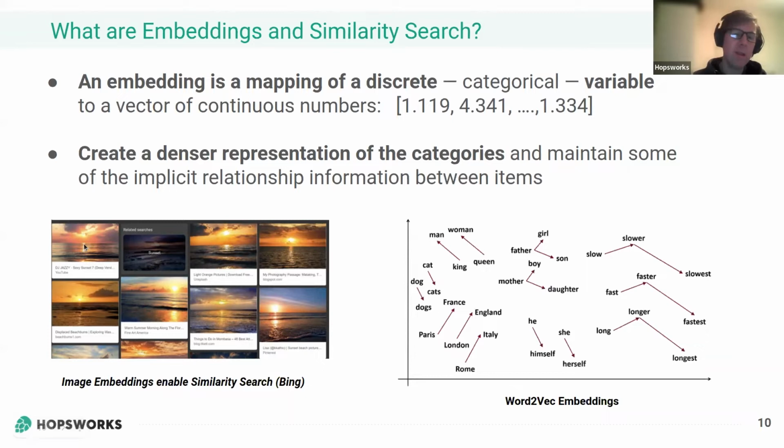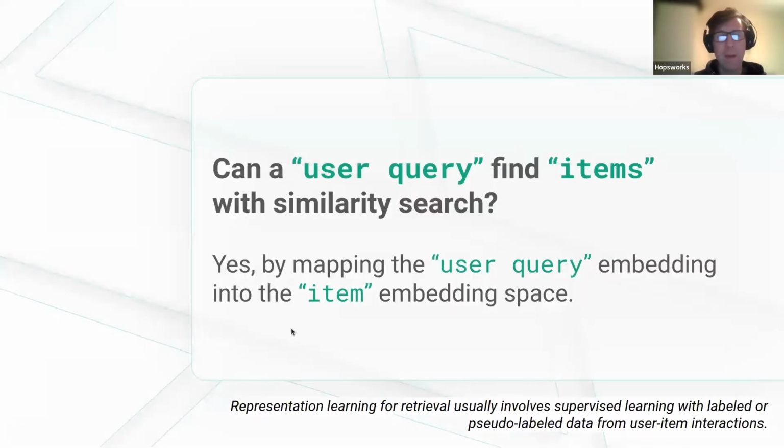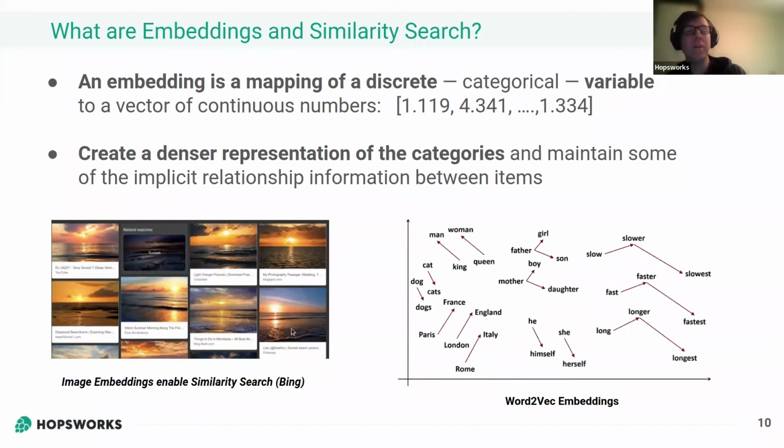Now, the other area where you'll probably have come across what we call embeddings is the area of what we call similarity search. This is very popular for images. You can show a picture of a sunset to Bing in this case, and you can say, Bing, please show me similar pictures. And it'll show you all these different nice sunsets here. And so this is what an embedding is. An embedding is going to map this categorical variable into this dense representation of an array of floating point numbers. And we're able to do what we call similarity search. So we're able to find images that are similar to other images or words that are similar to other words.